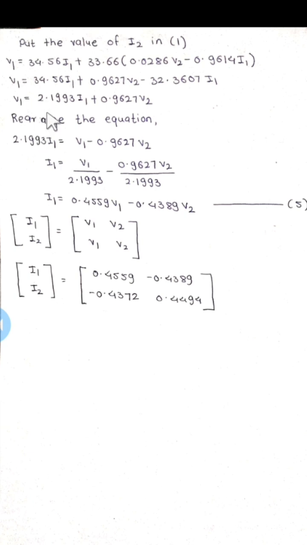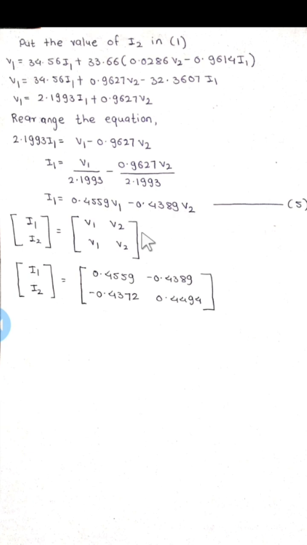Therefore, this 2.1993 I1 we put as it is, and the plus 0.9627 V2 we shift here. Then we get V1 minus 0.9627 V2. This 2.1993 is multiplied with the I1. We shift it, then we get I1 is equal to V1 divided by 2.1993 minus 0.9627 V2 divided by 2.1993. By simplifying this, we get the equation for I1, that is I1 is equal to 0.4559 V1 minus 0.4389 V2. This is our equation number 5.